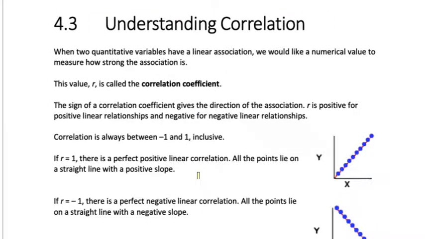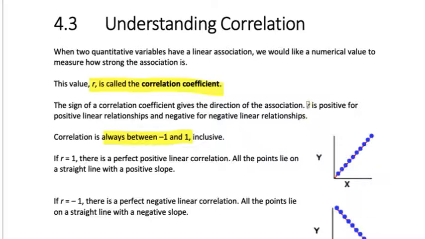So now we're going to talk about something called correlation, and we're going to come up with a numerical value to measure how strong the association is. We can use words like strong, moderate, but what we're going to talk about here is how to get a quantified value for how strong the association is. We're going to calculate a value called R, which is the correlation coefficient. When we're calculating the correlation coefficient, it's always between -1 and 1. It can be -1 and it can be +1.